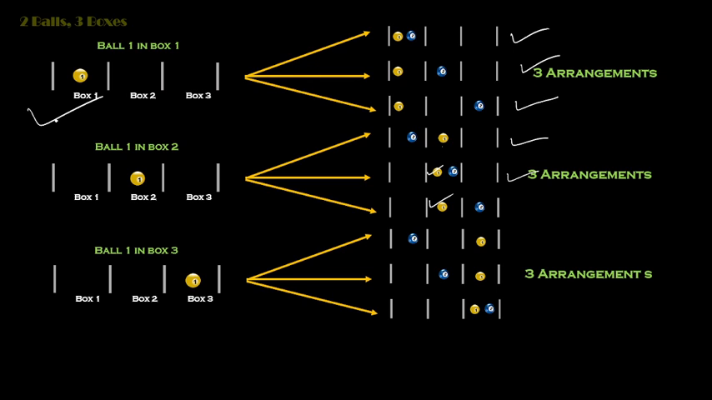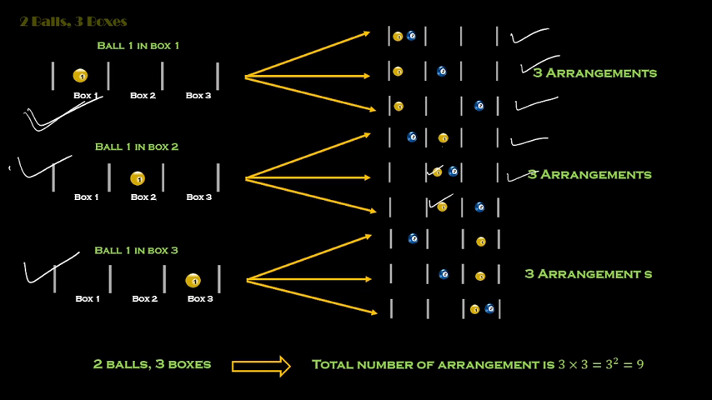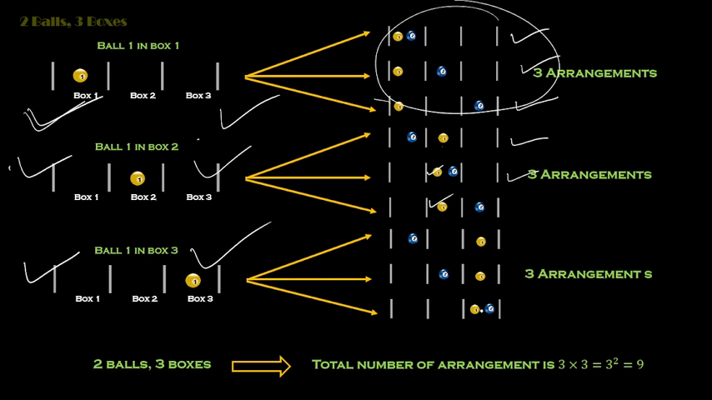So for each of the 3 distinct arrangements of ball 1, we have 3 distinct arrangements of the second ball. This gives us the total number of arrangements of 2 balls in 3 boxes. So the total number of arrangements is 3 arrangements, 3 times. That is, the total number of arrangements is 3 into 3 equal to 9.